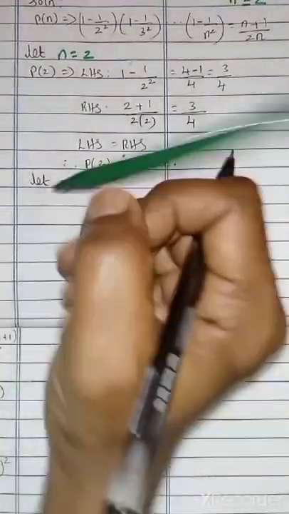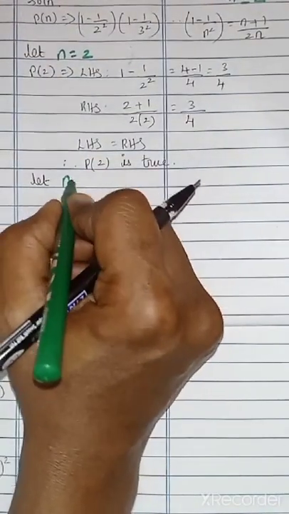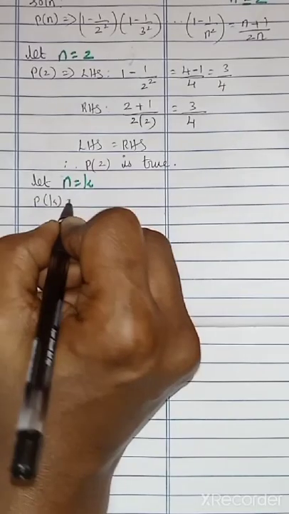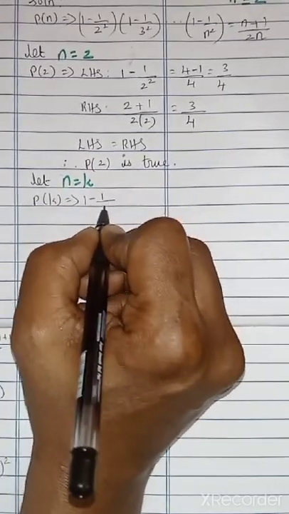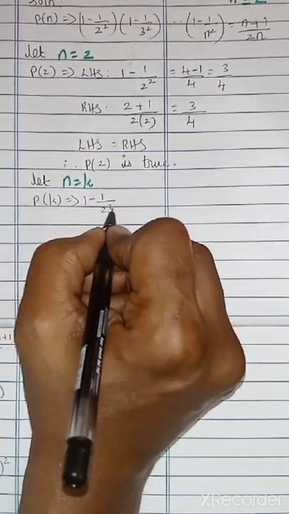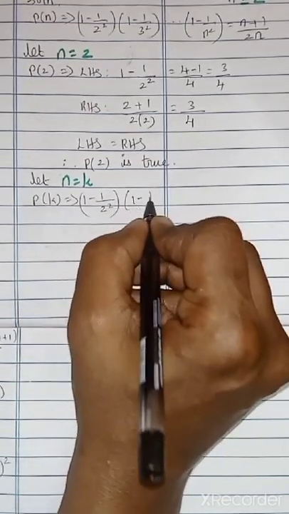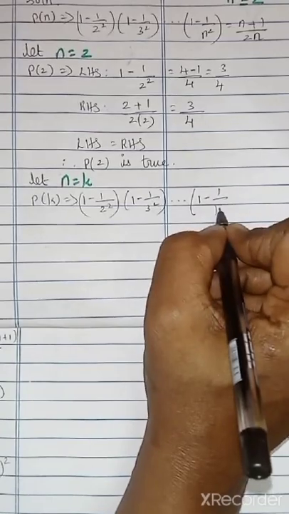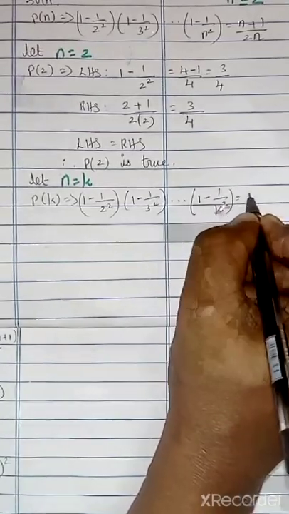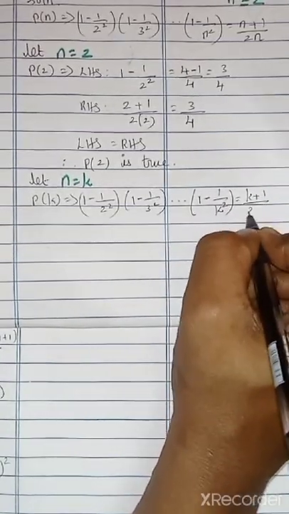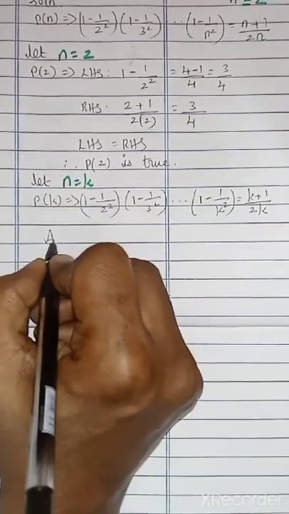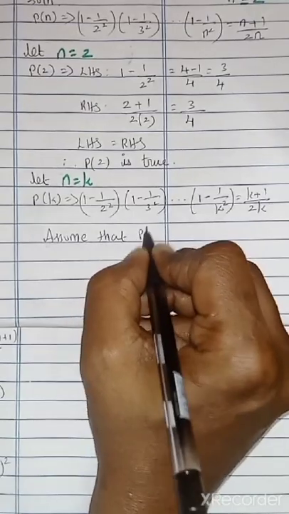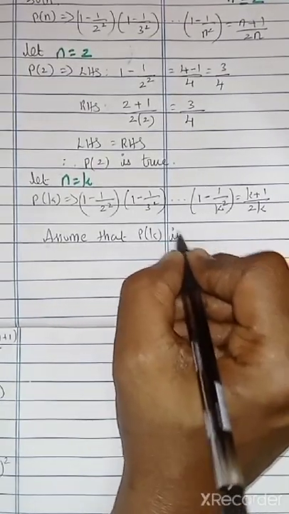Let n equal to k. So this will become P of k implies 1 minus 1 by 2 square, 1 minus 1 by 3 square, etc. up to 1 minus 1 by k square equals k plus 1 by 2k. Assume that P of k is true.